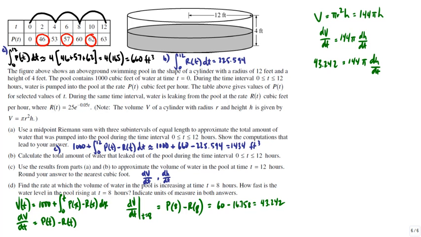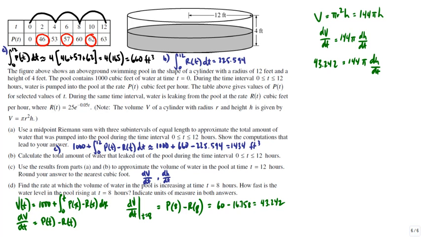Alright, I'm going to pick up where I left off in the previous video. We're working on part number 4. We're trying to find the rate at which the volume of water in the pool is increasing. That's dV/dt at t equals 8. And we're also trying to find out how fast the water level is rising. That's dH/dt at t equals 8.